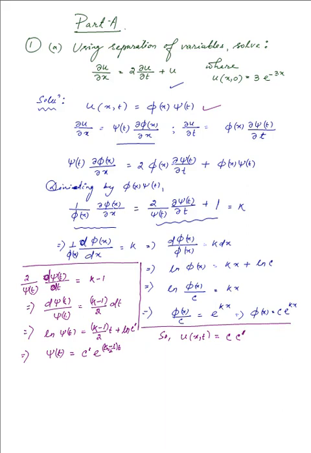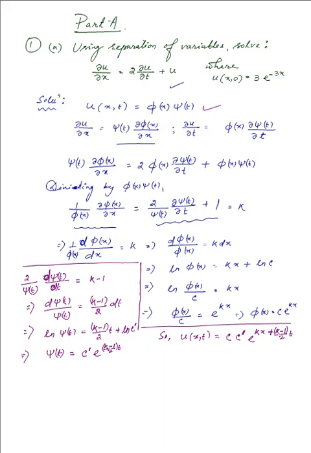So c primed, and e raised to the power kx for the first term, and then we have the second term, so I'll take it as sum of the power terms, that is k minus 1 over 2 times t. So that is giving me the expression for u, but it's not a complete expression. We haven't solved it completely yet.